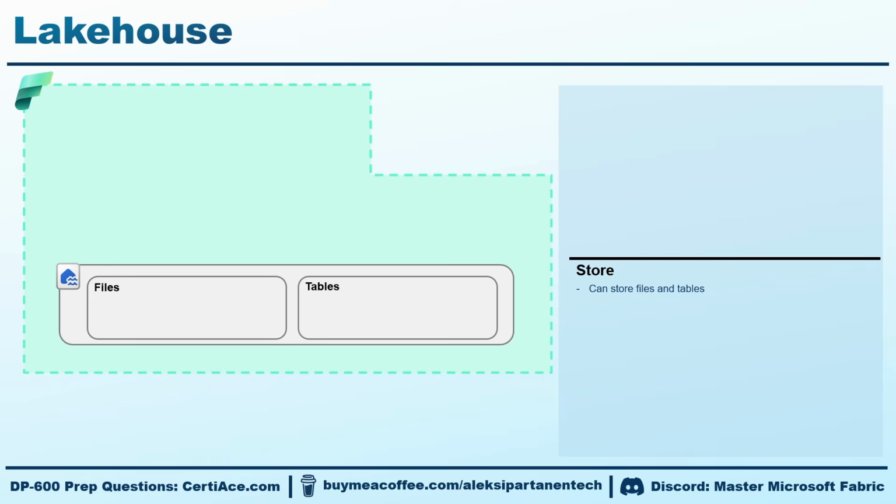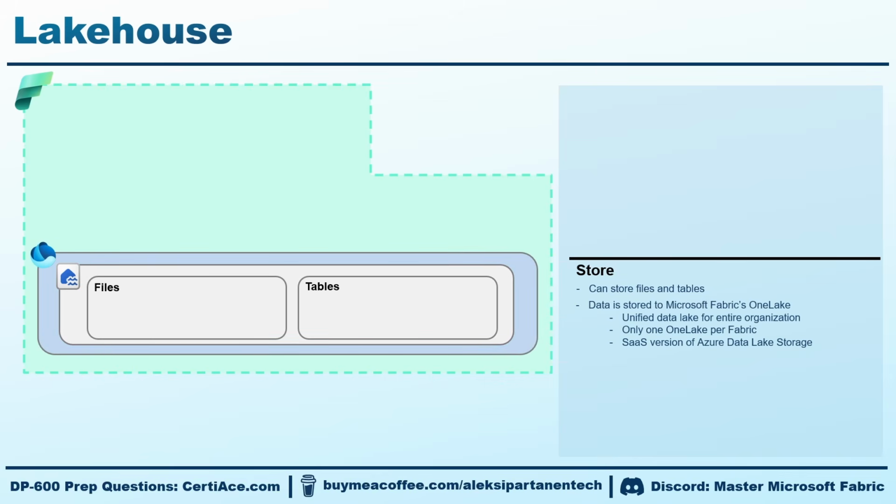The cool thing about Lakehouse is that it can store files and tables. So basically in this data store we have two main sections. A good thing to recap here is what we covered in the previous episode, that when we are storing data to Lakehouse, we are actually storing it to OneLake under the hood. And using Lakehouse is just one of the ways of storing data to OneLake. That is the underlying data store in Microsoft Fabric. That is basically this unified data lake for the entire organization. And there is only one OneLake per Fabric, like the name implies.